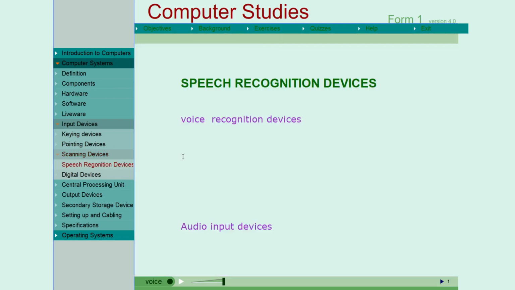Speech recognition devices use technology that allows the computer to identify and understand words spoken by a person using a microphone or telephone. The ultimate goal of the technology is to be able to produce a system that can recognize with 100% accuracy all words that are spoken by any person.